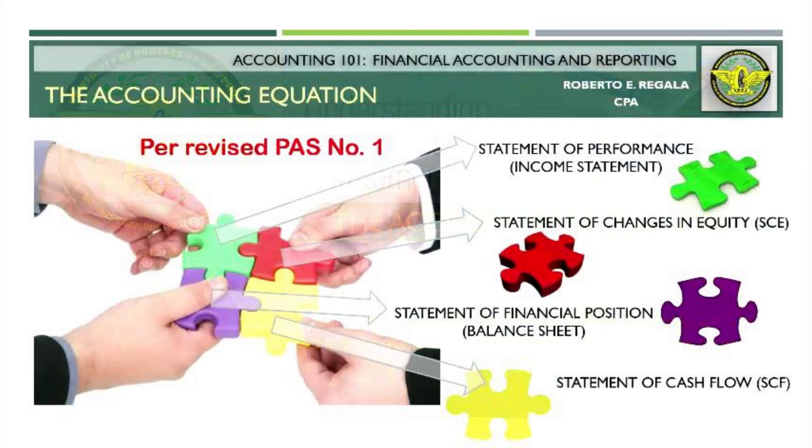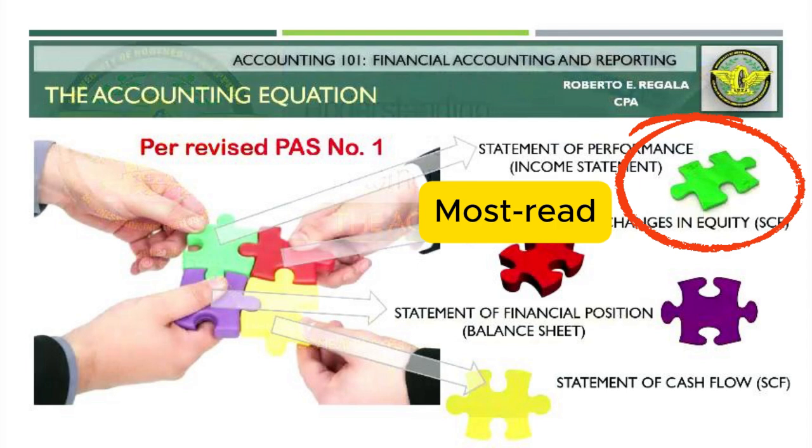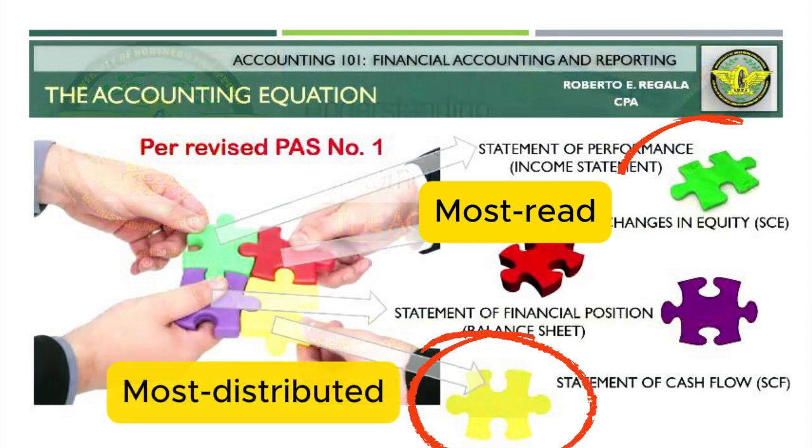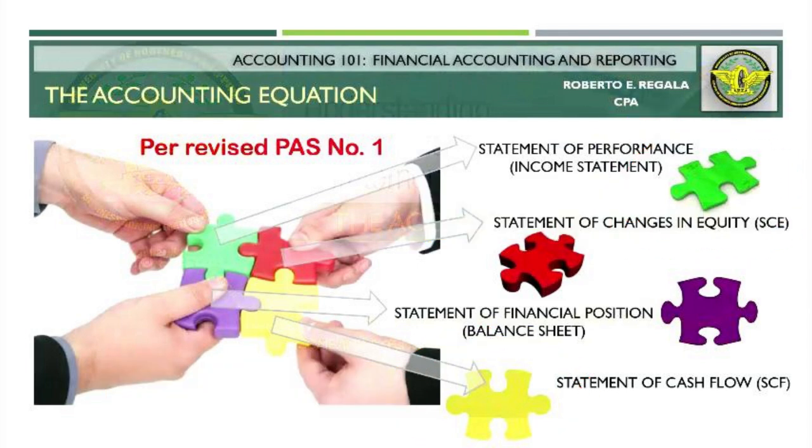They are also designed to meet the needs of other stakeholders such as the owners or shareholders, creditors and lenders, and the investing public in general. Of these financial statements, the income statement is statistically the most read report, while the statement of cash flow is the most distributed report. However, despite their popularity, they can only remotely contribute to the understanding of the accounting equation.